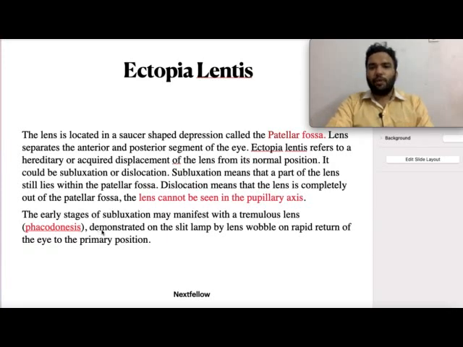And there is something called phacodonesis, which we usually see. We will ask the patient to look to the side and then look at the slit lamp. If the lens shakes, then we call it phacodonesis. In that case, we have to be a little cautious, and we might operate.